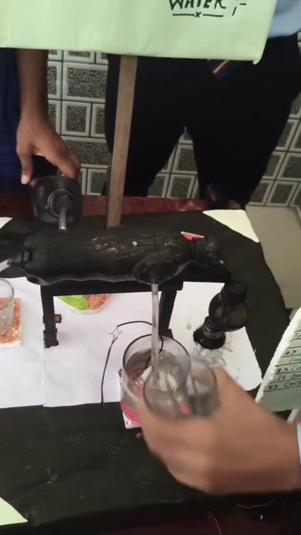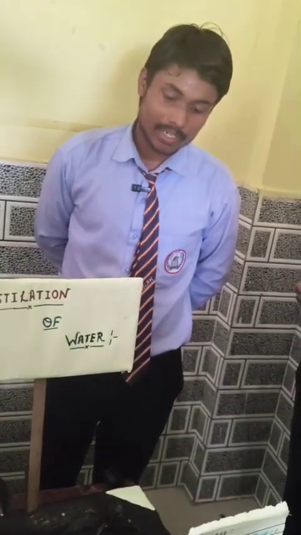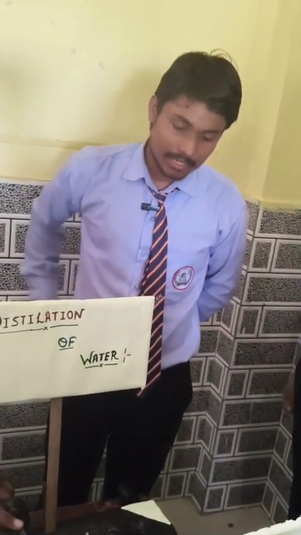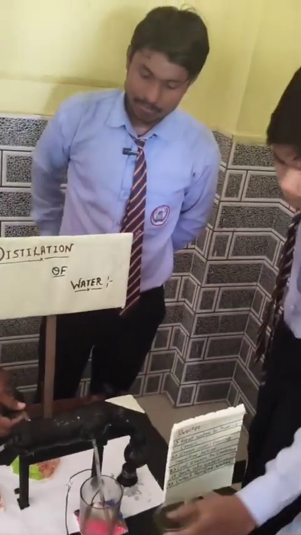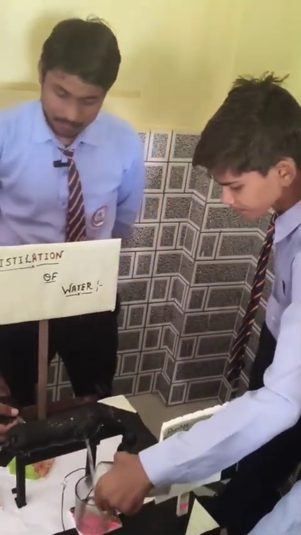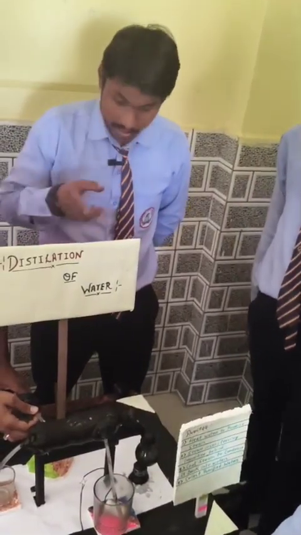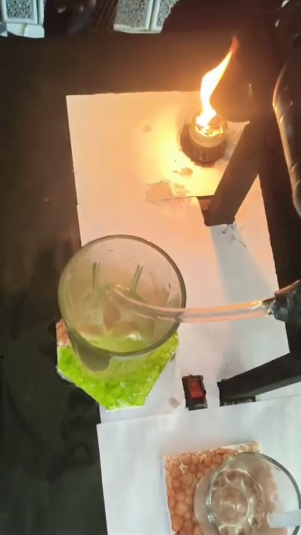Distillation of water. Heating to the boiling point temperature turns water into steam, and the steam is cooled to its freezing point temperature and collected as fresh water. After the cooling, it will take some time.